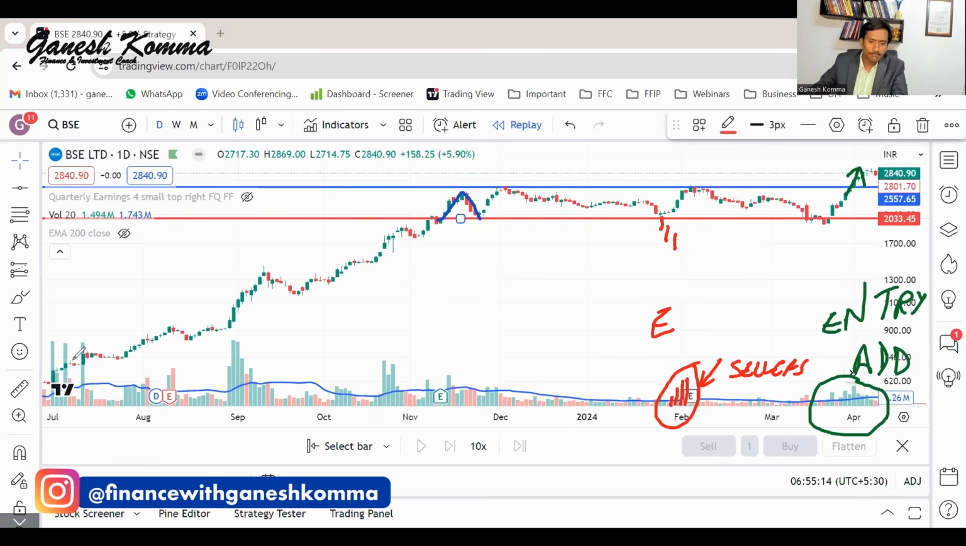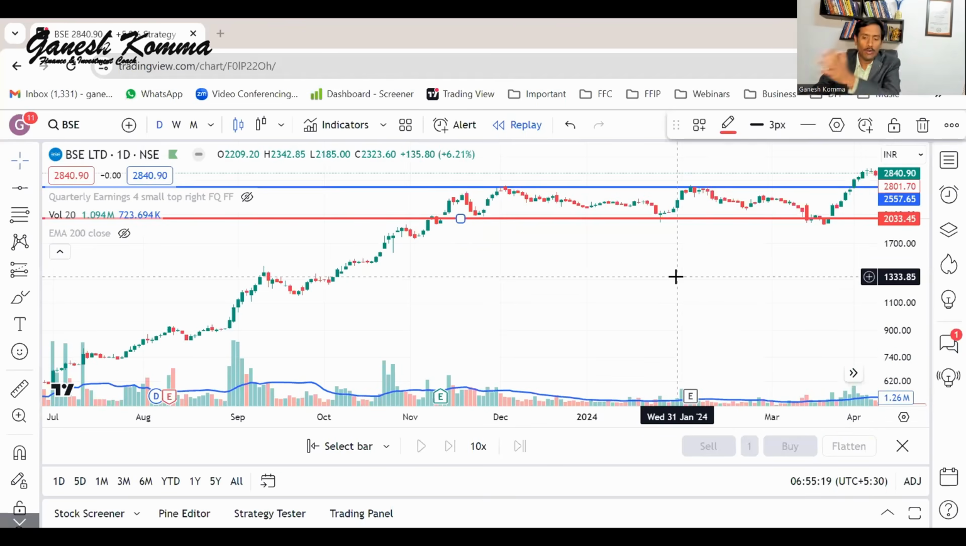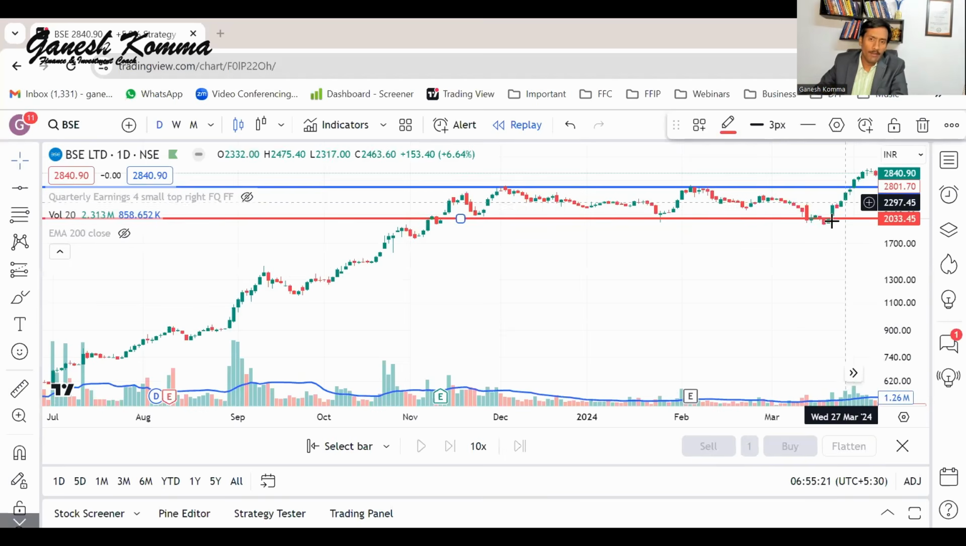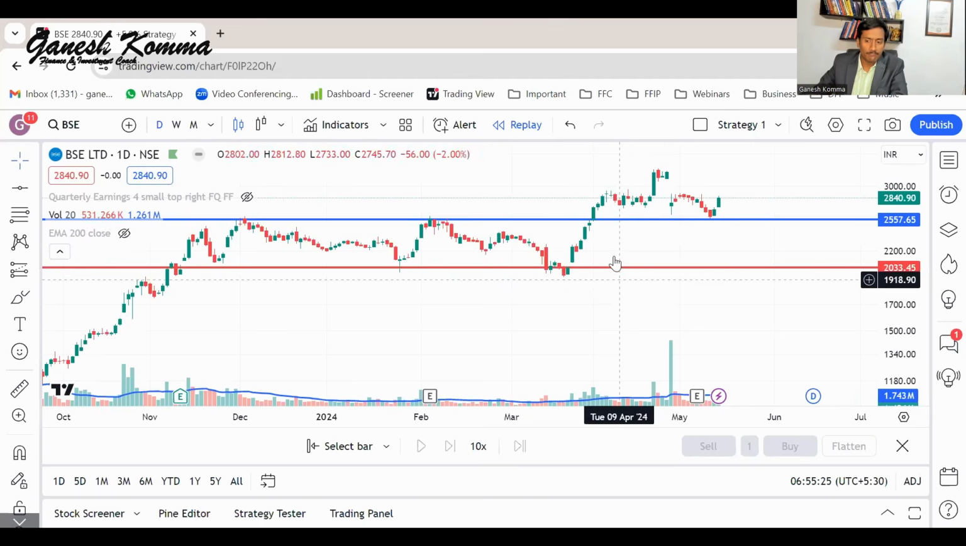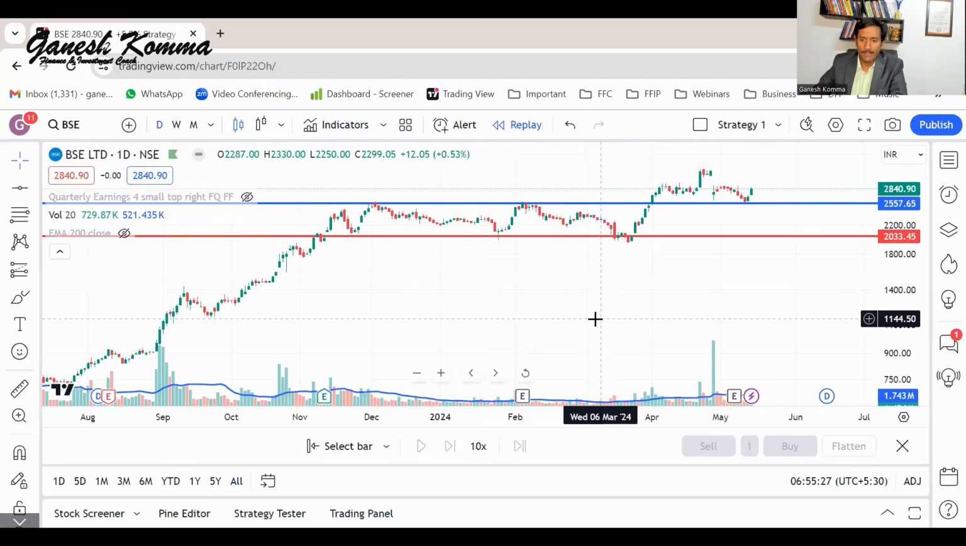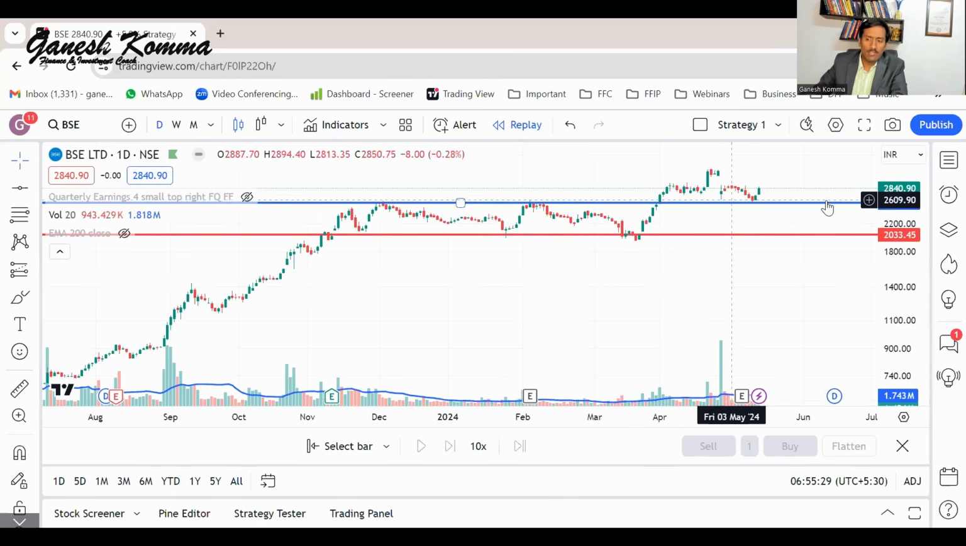Now let's go a little forward in the time zone. From April 1st, we are going to the current period. So what happened? Once the stock has moved above 2557, it has crossed its resistance.